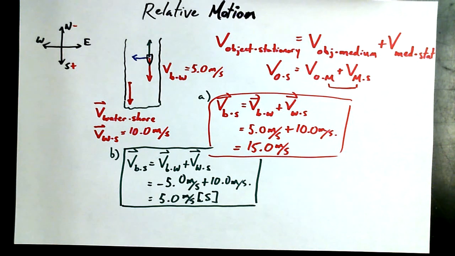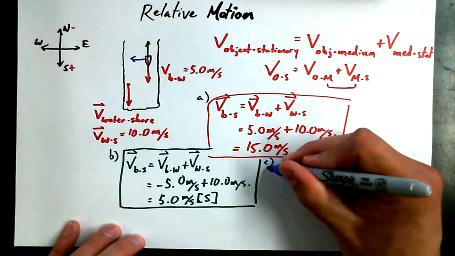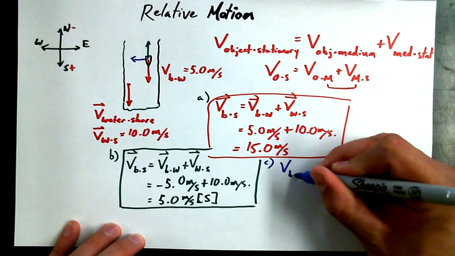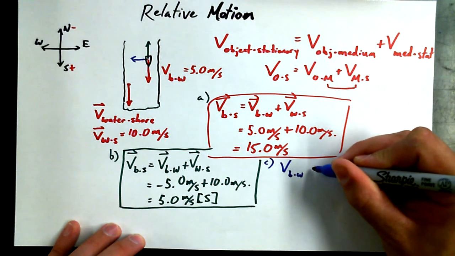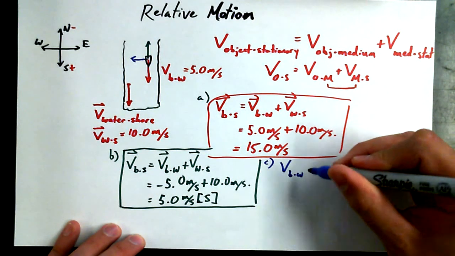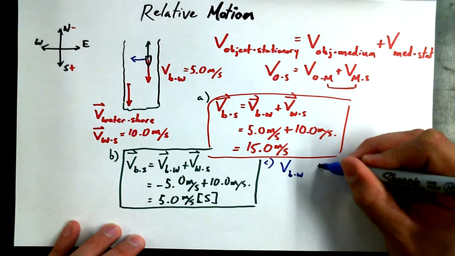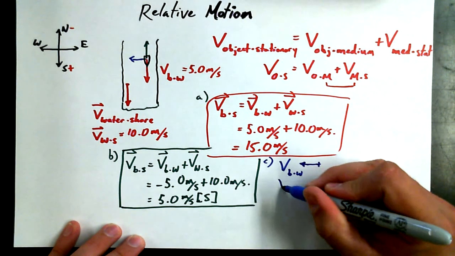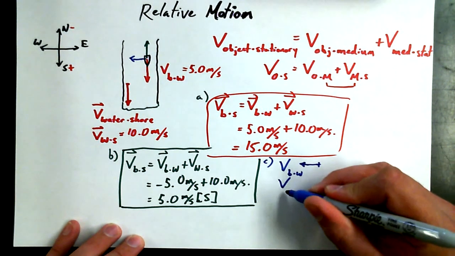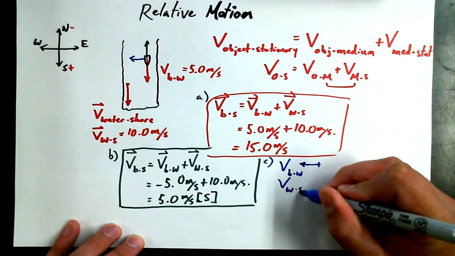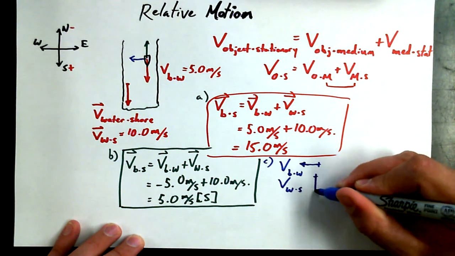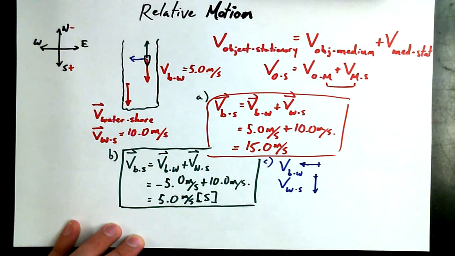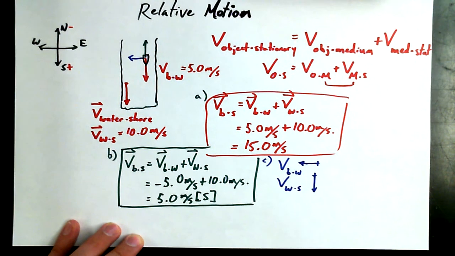So here's how I want to write this down. I want to write C, velocity of boat relative to water is going to look like this. The velocity of the water relative to the shore is going to look like this. And what I would like to figure out is the velocity of the boat relative to the shore.